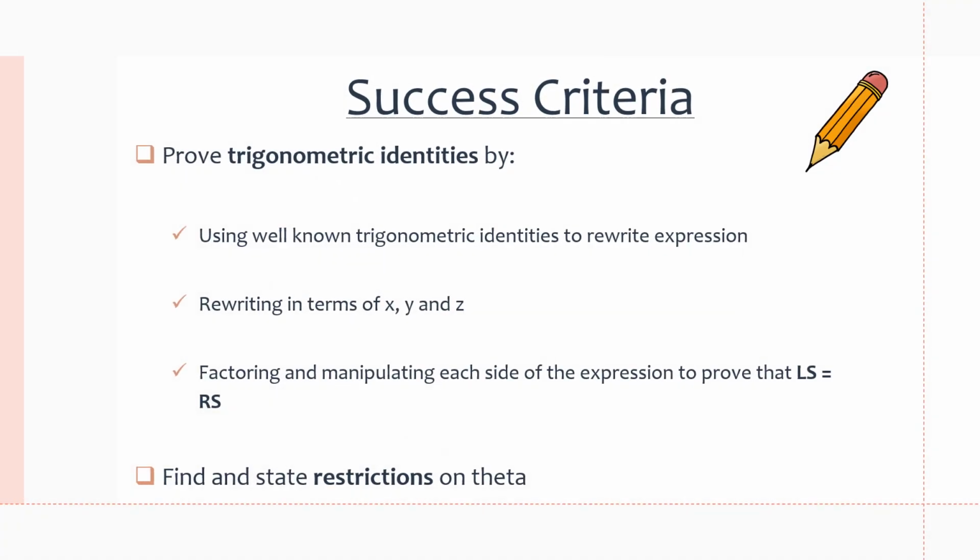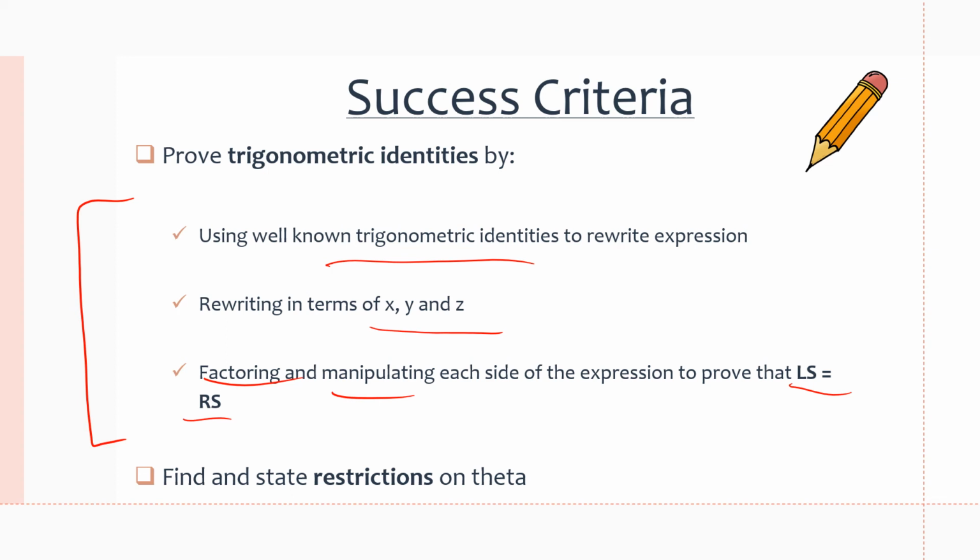In this lesson, we want to prove trigonometric identities by using these methods. The first one is rewriting the expression using well-known identities, which we'll cover in the next few slides. Second is rewriting the identity in terms of x, y, and z, and we will see how we get these x, y, and z variables in the next few slides. And lastly is factoring and manipulating each side of the expression to show that the left side equals the right side. That is probably the most important thing about solving identities.